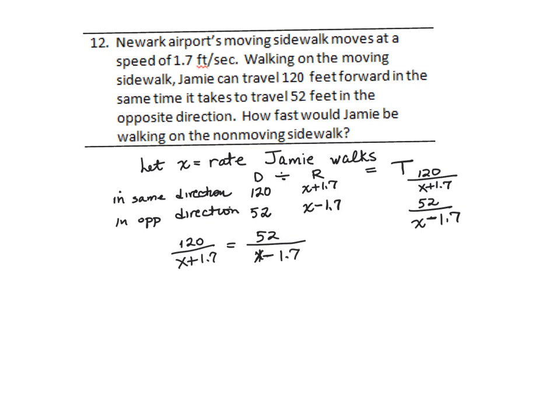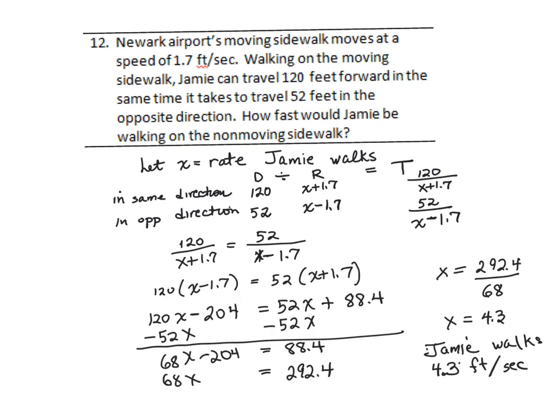Okay, so let's solve this quickly. Let's take a minute and solve it quickly. So solving this algebraically, the answer that I came out with was 4.3 feet per second. This is the rate Jamie walks. All right, let's try another one that's a little different.